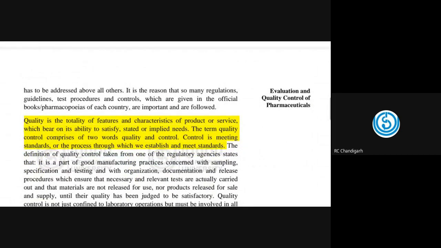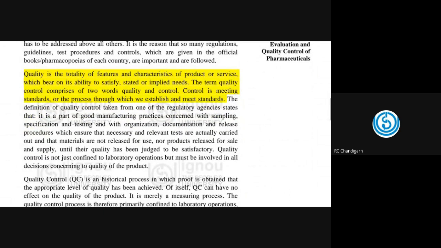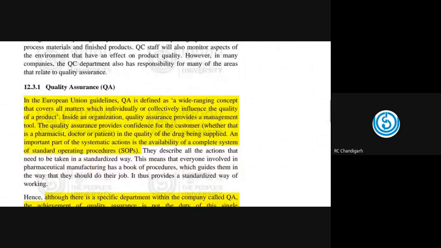Quality is the totality of features and characteristics of a product or service which bear on its ability to satisfy stated or implied needs. The term quality control comprises two words, quality and control. Control is meeting standards, or the processes through which we establish and meet standards. And quality is not just confined to laboratory operations, but must be involved in all decisions concerning the quality of the product. What is quality assurance?